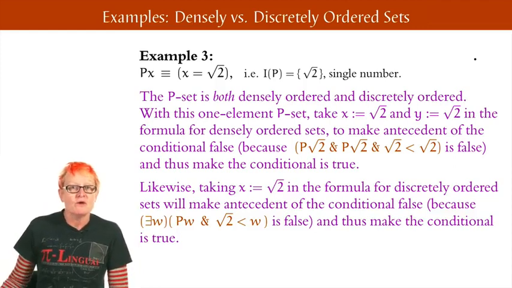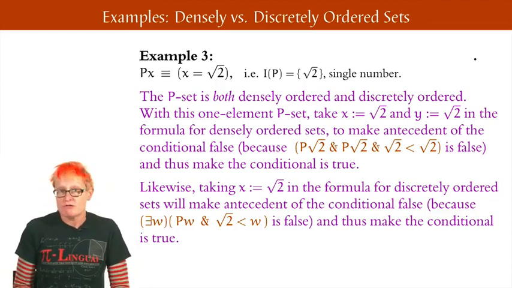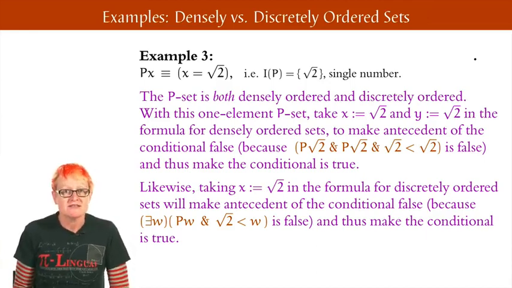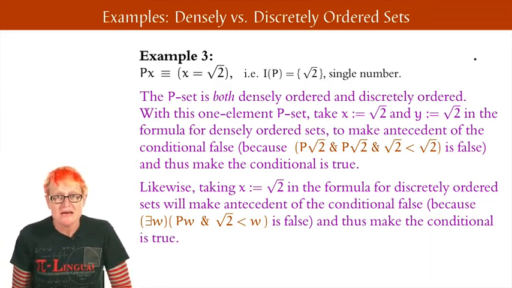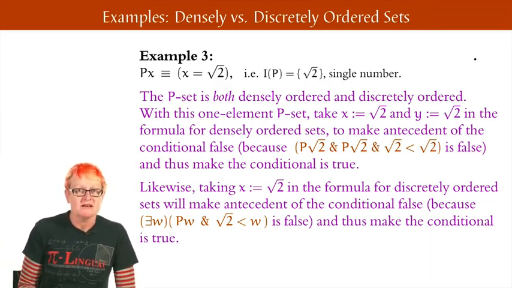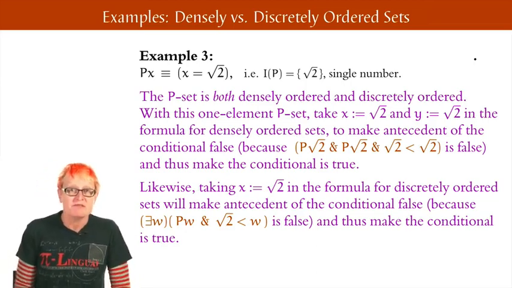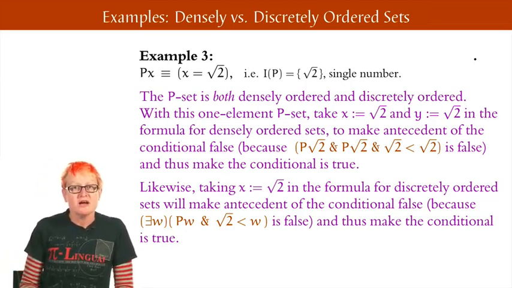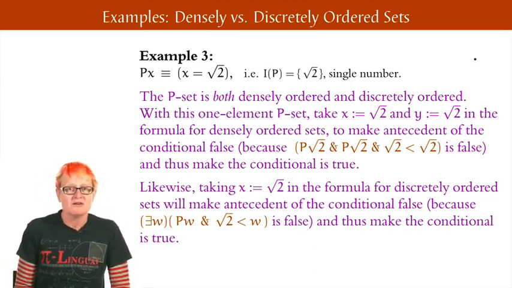In the formula for the discretely ordered sets, we can take x to be the square root of 2 with the result that the antecedent of the conditional is false because the square root of 2 is the largest number in the P set, and so the whole conditional comes out true. There are no other instances that make the predicate P true, so we end up with this universally quantified, discretely ordered formula true.